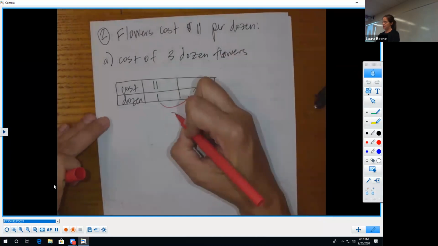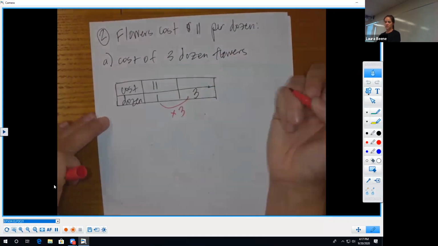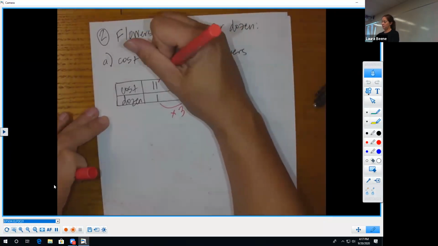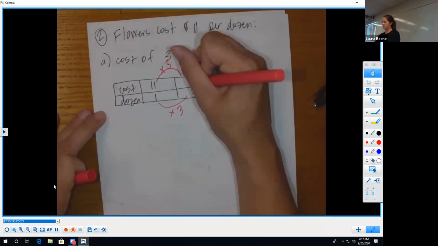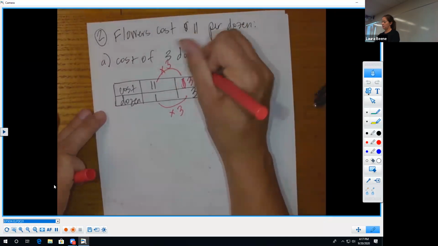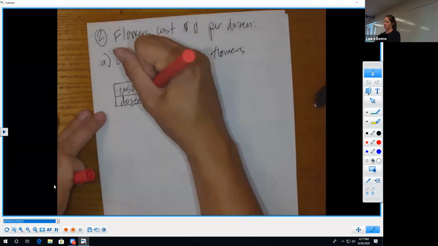So 1 times what equals 3? Well, 1 times 3 is 3. So I have to multiply by the same factor on top. 11 times 3 is $33.